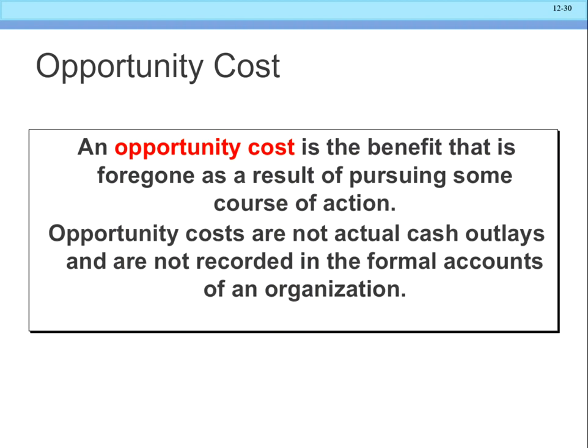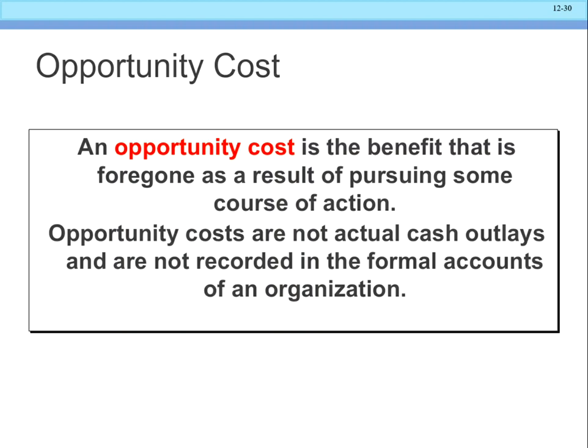Opportunity cost is the benefit that is forgone as a result of pursuing some course of action. When we look at opportunity cost, we are saying these are not actual cash flows or actual cash outlays. When we are doing formal accounting, we don't record opportunity costs, but for decision making, it's very relevant to include the opportunity cost.